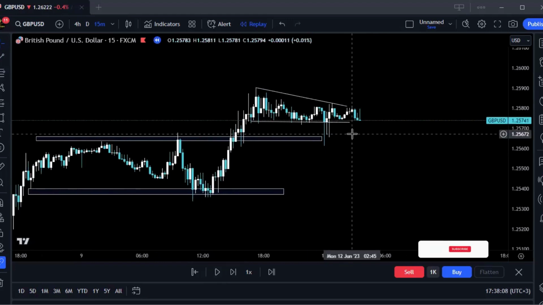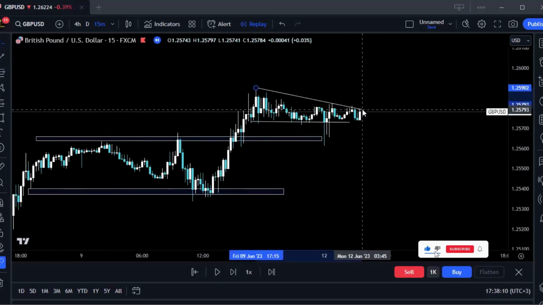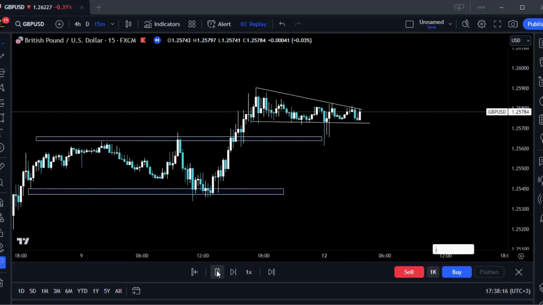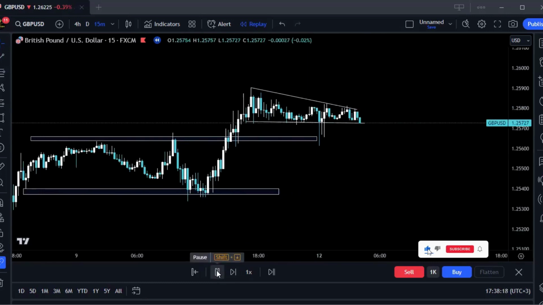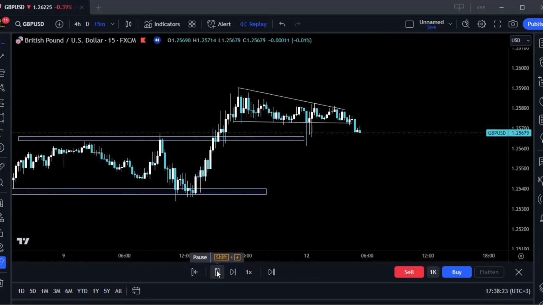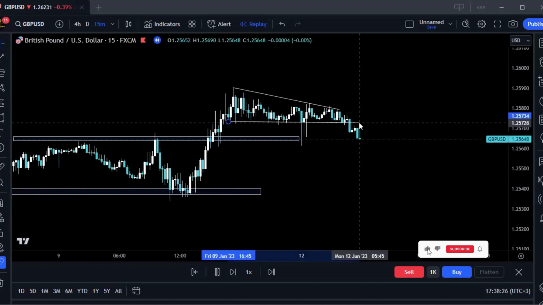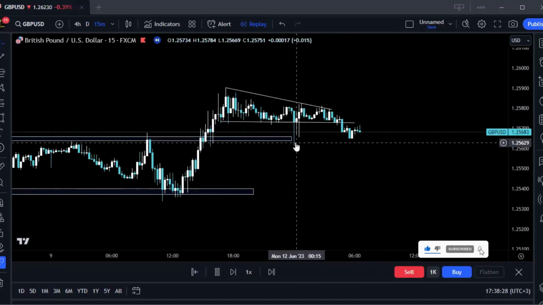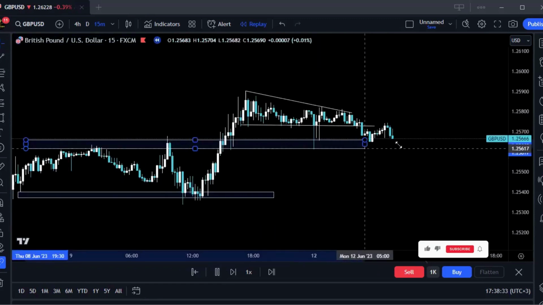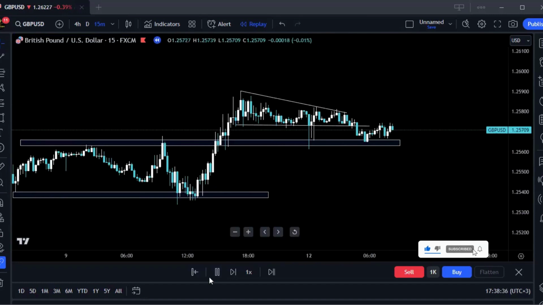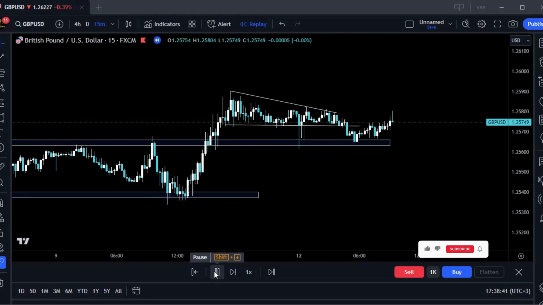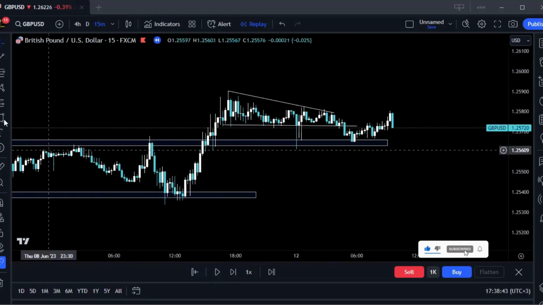Prices are just extending, ranging a lot, not really trending. Okay, so prices have managed to close below this structure. So now we are looking at that. A new trend has been formed.